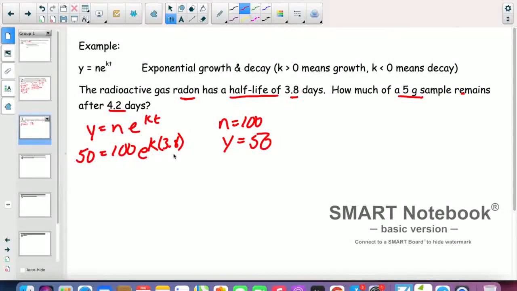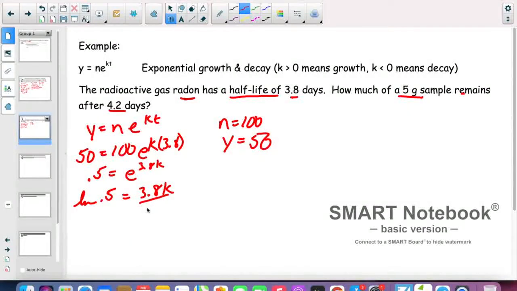The purpose of doing this is to figure out what our k value is, because remember, our k value is going to be consistent throughout this entire situation. So if I divide 50 by 100, I get 0.5 equals e to the 3.8k. I'm going to put a natural log in front to get rid of the e. So natural log of 0.5 equals 3.8k. Remember, if I put natural log in front, the e cancels.